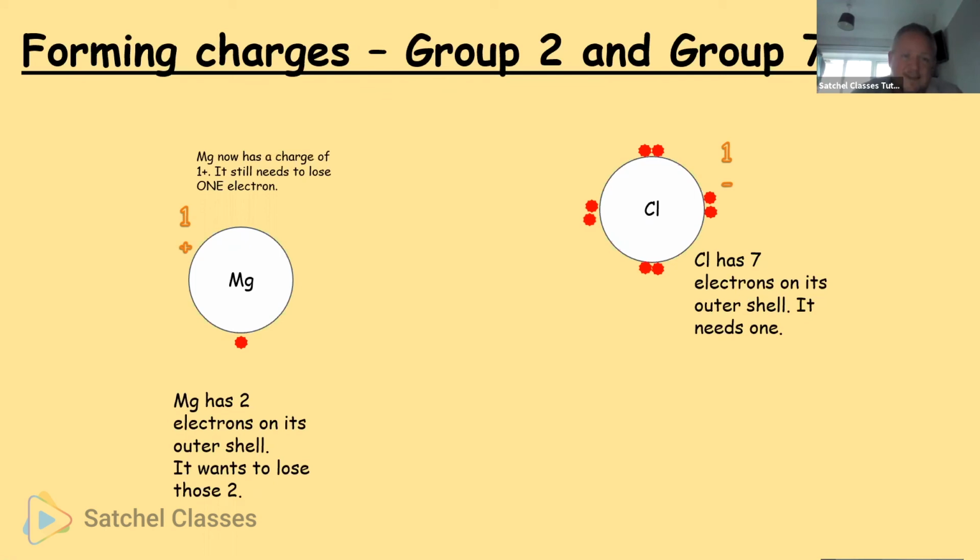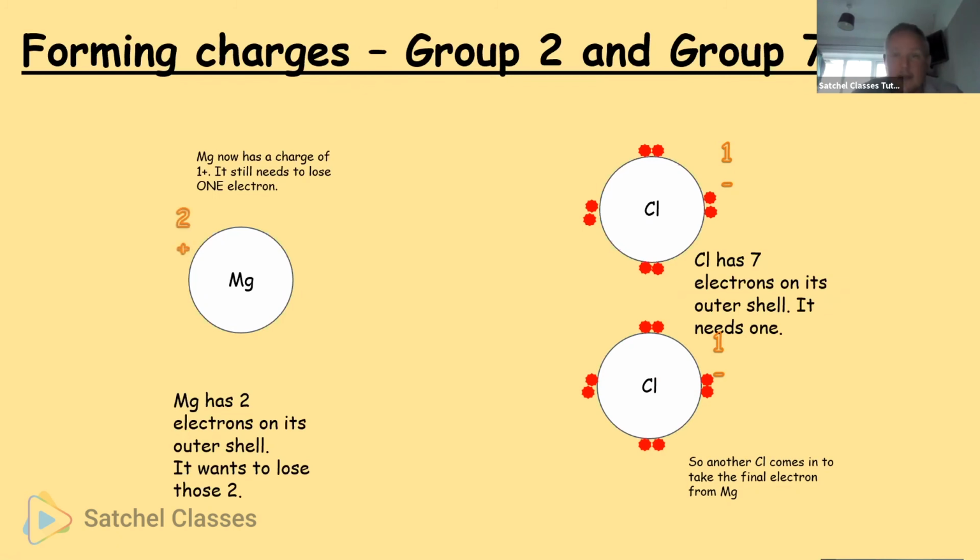Because of this, magnesium still needs to lose the 1 electron, and it will give it to another chlorine atom. That chlorine atom also needs to gain an electron, and it will take it quite happily from the magnesium. And this then means that that now also has a charge of -1, but the magnesium has lost 2 electrons to become +2 charged. So I have +2 magnesium, and I have 2 -1 chloride. That then gives me an overall charge of 0. These 2 attract, and we form an ionic bond between them.